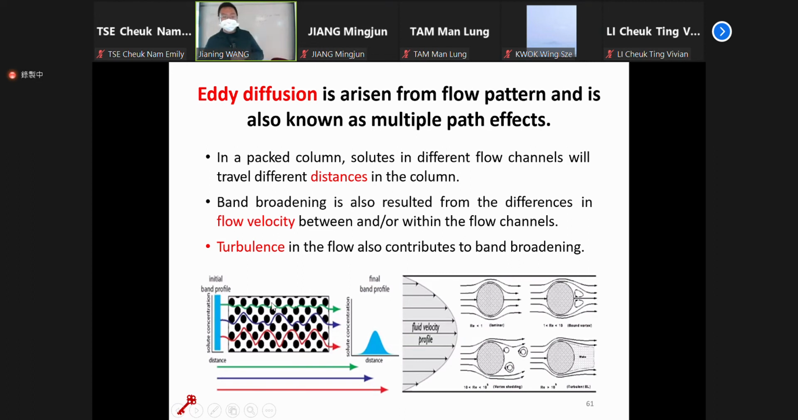So for some quite tightly packed column, the path length, like the green one, may be minimized, right? Because there's not enough gap between the particles. So this is something we can consider.